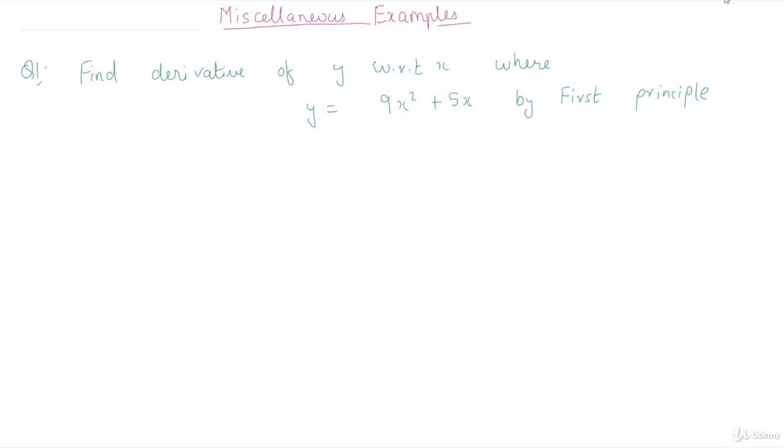Hi guys, in this video we will be discussing some miscellaneous examples for the topics covered till now. So let's start with our first example. The problem is to find the derivative of y with respect to x, where y is given by 9x squared plus 5x, and this we need to achieve by using the first principle. So let's start with our solution.